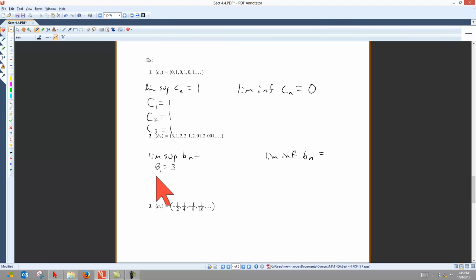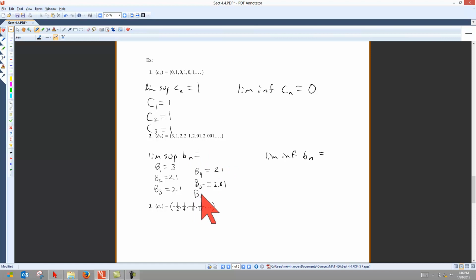3. Starting at the second, what's the largest thing I see going forward? 2.1. Starting with the third, what's the largest thing I see going forward? 2.1. Starting at the fourth, what's the largest thing I see going forward? 2.1. Starting with the fifth, what's the largest thing I see? 2.01. Now I'm past the 2.1.